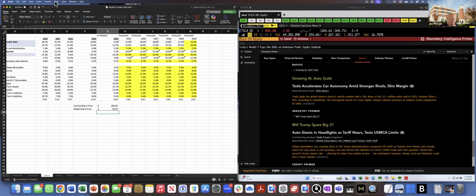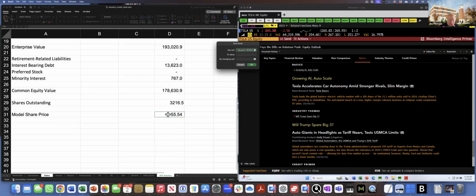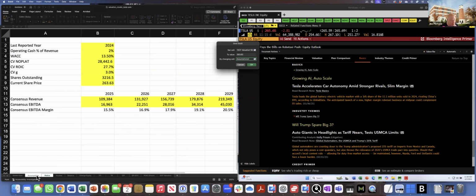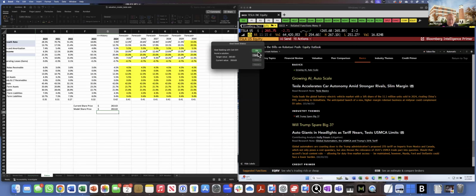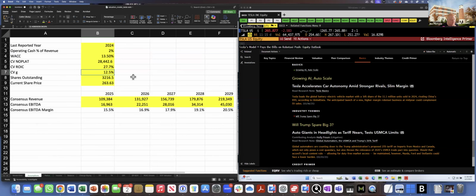So this is where GoalSeek should help us. So tools, GoalSeek. I'm going to set the price to the value I want, which is 263.63, by changing the G. And hit OK, and it's going to iterate and find a solution. And the solution is a G of 12.5%.